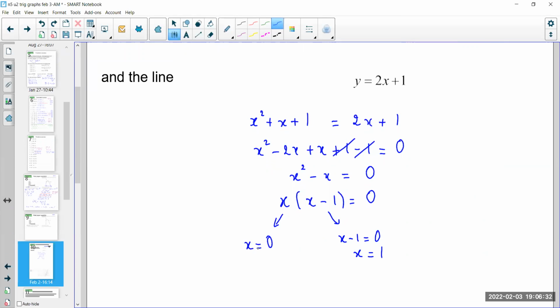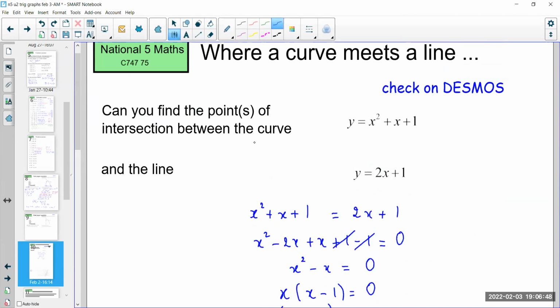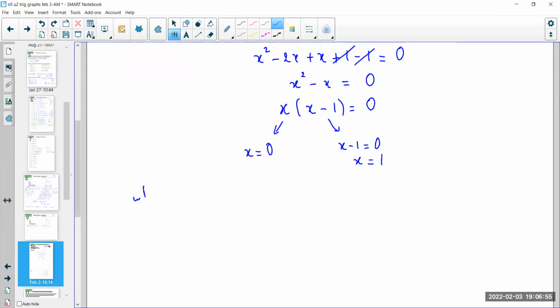So when x equals 0 or x equals 1, we will share the same y. So what are those points of intersection? What is y when x equals 0? y equals 1. The good thing is it's the same for both. So when x equals 0, y equals 1 when you substitute it into either one. So the point of intersection is (0, 1).